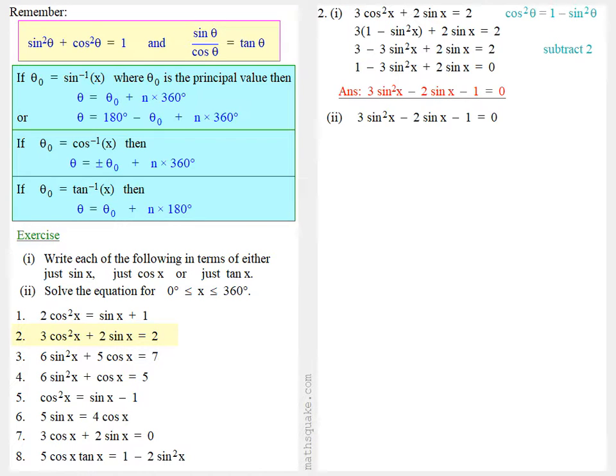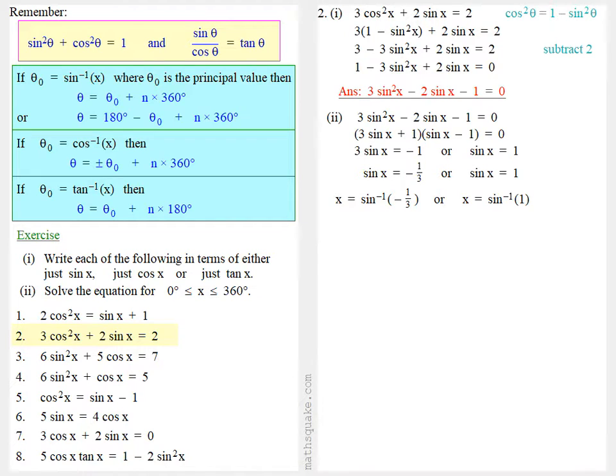Now in part 2, we want to solve that equation. Now it's a quadratic in sin x, so it can factorise as 3 sin x plus 1 into sin x minus 1 equals 0. Now if two things multiply to make 0, one of them must be 0, and so 3 sin x equals minus 1, or sin x equals 1. So sin x is equal to minus a third, or it's equal to 1.